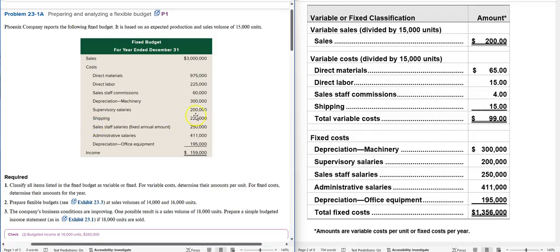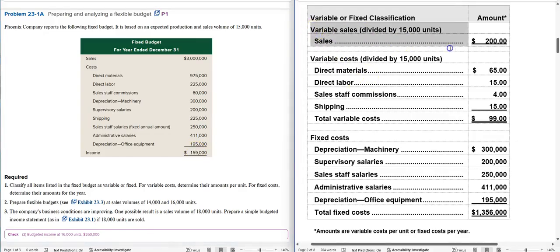Shipping. Shipping is going to be variable, right? Because the more units sold, the more our shipping costs will change. Sales staff salaries, again, they're telling us this is a fixed amount, right? This is not commissions, this is their base salary. This is fixed. The commission portion is variable. Administrative salaries, again, salaries are fixed. Depreciation on the office equipment. Again, depreciation is not going to change as the sales levels change. All right, so what we have now done is we have reclassified all of these into variable behavior and fixed behavior.